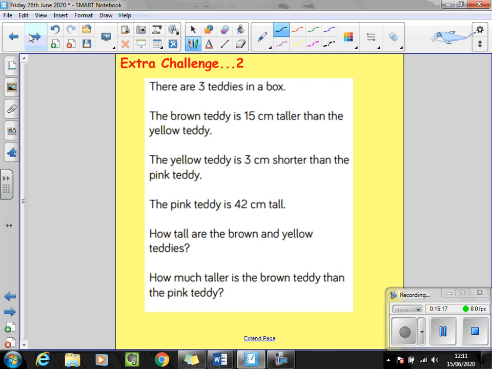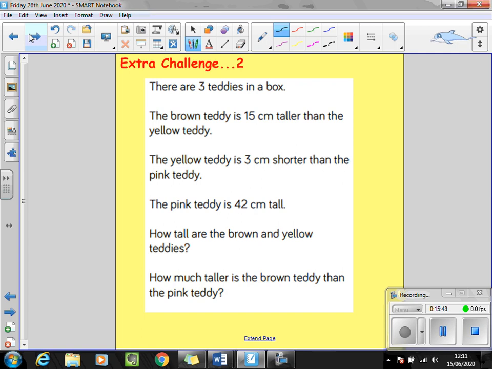And extra challenge 2. There are 3 teddies in a box. The brown teddy is 15 centimetres taller than the yellow teddy. The yellow teddy is 3 centimetres shorter than the pink teddy. The pink teddy is 42 centimetres tall. I want to know, how tall are the brown and yellow teddies? How much taller is the brown teddy than the pink teddy?